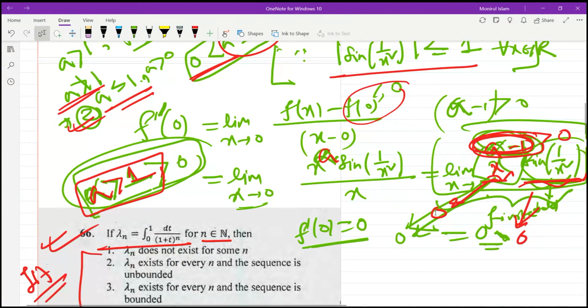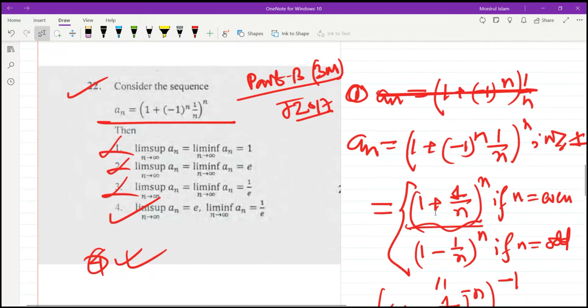Okay, so if you have no doubt, you can ask. We will go to the next question. So this is the question from part B, asked in June 2017.